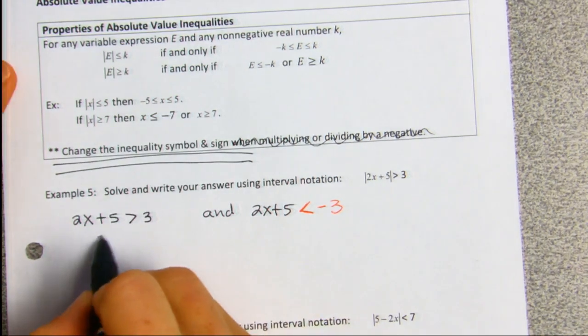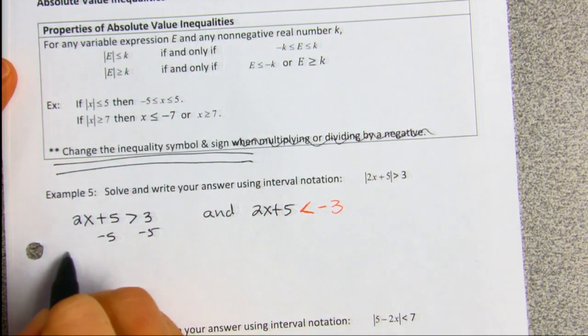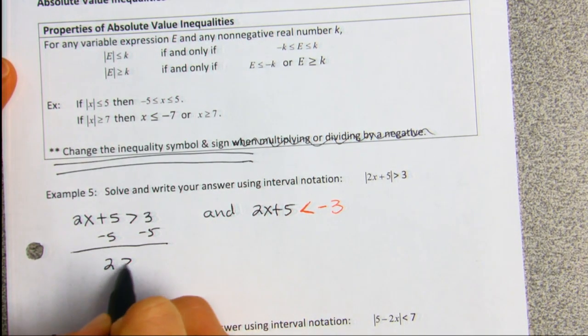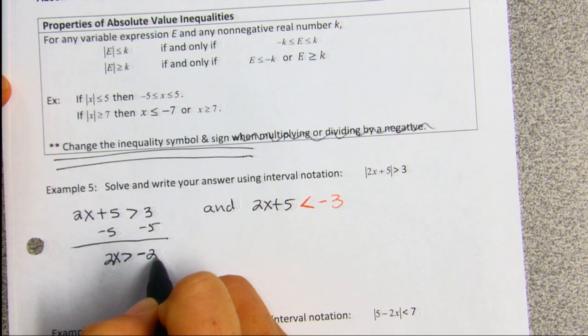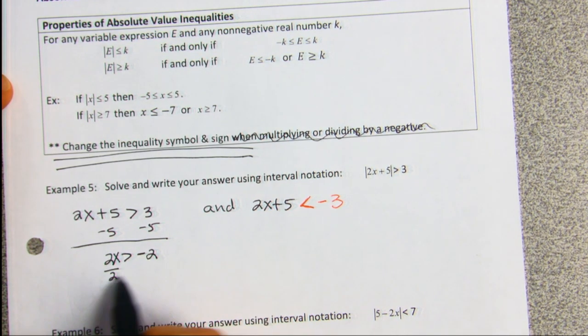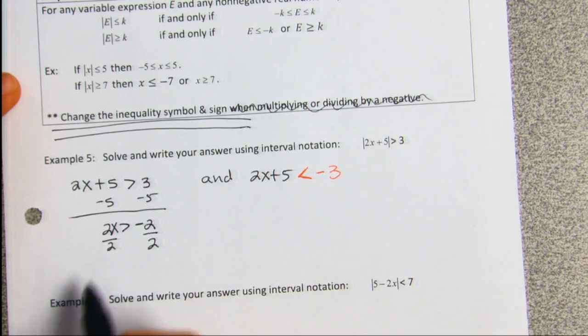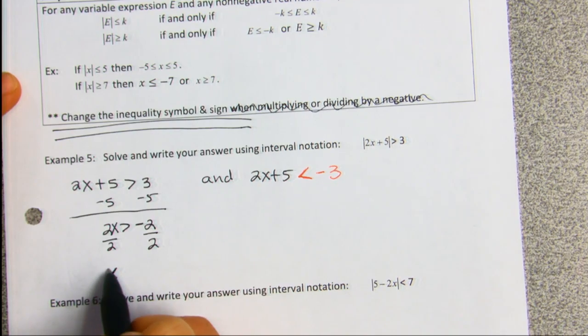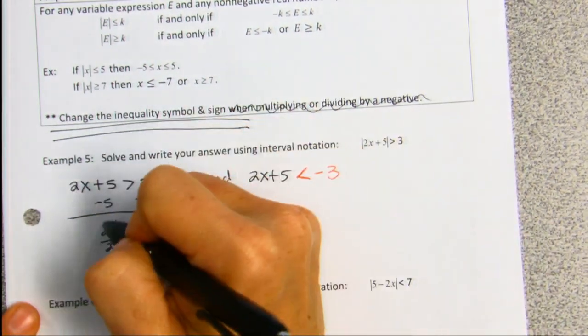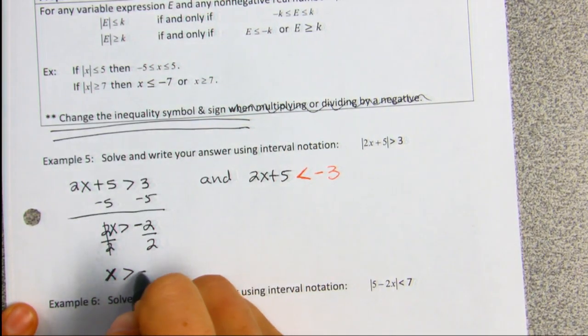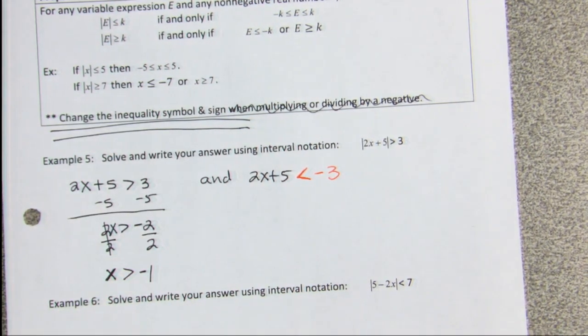But now let's just go solve. So let's subtract 5 from both sides. So I have 2x is greater than a negative 2. Am I dividing by a negative number to get x by itself? I'm not, right? 2 divided by 2 here is positive, so we're not flipping that symbol. So we get x is greater than negative 1.